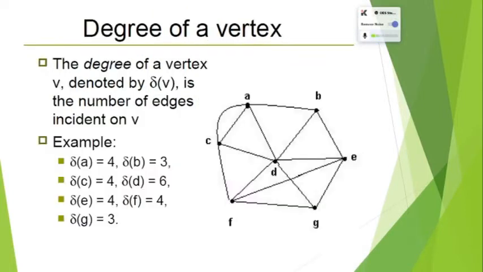Now let's go with the degree of a vertex. So the degree of a vertex V is denoted by delta V, no, which is the number of edges incident on V. So for example, yung A.